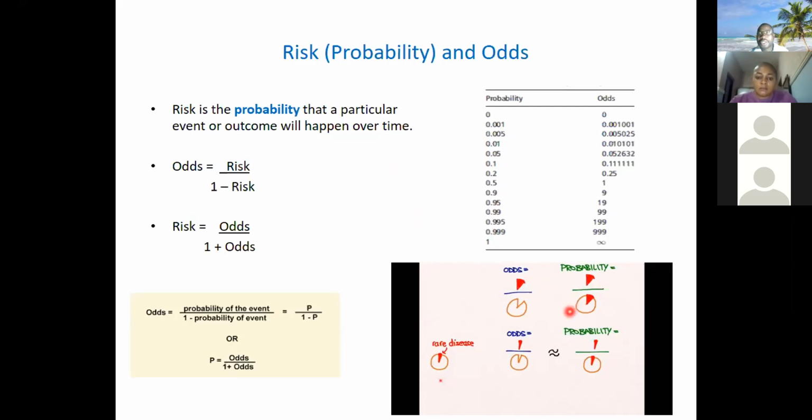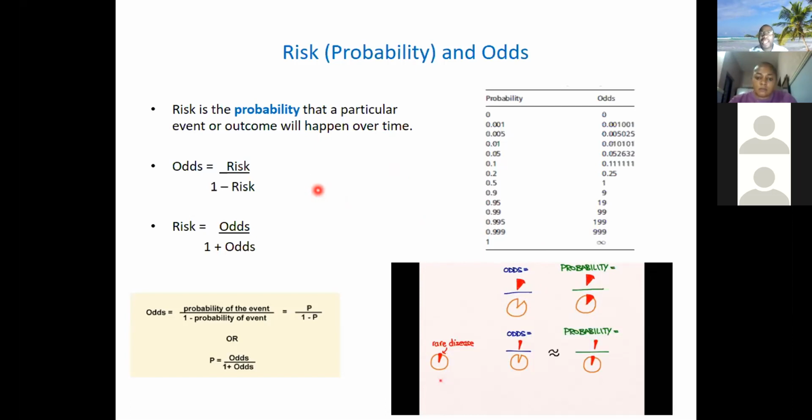Now, when you say, okay, what is odd? Odd is risk or probability over 1 minus probability. The odd of an event is the probability that an event occurs over the probability that the event will not occur.